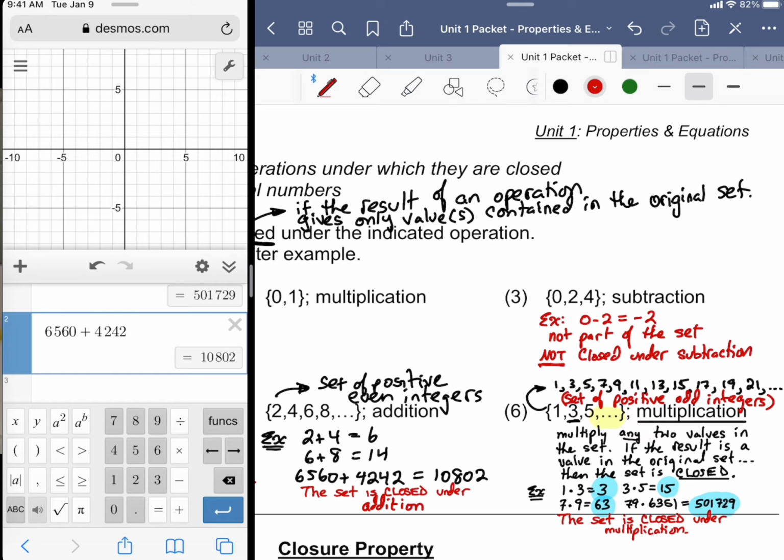Zero and 1 under multiplication. Would we say that that's closed or not closed? It's a finite set. Can you think of any ways in which you can multiply the number 0 and or 1 and get something other than 0 and or 1? No, this is going to be closed.